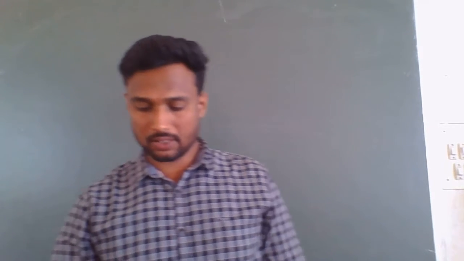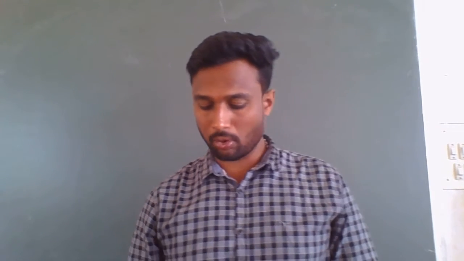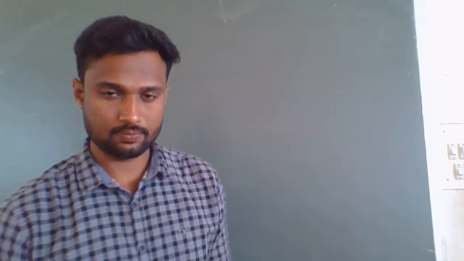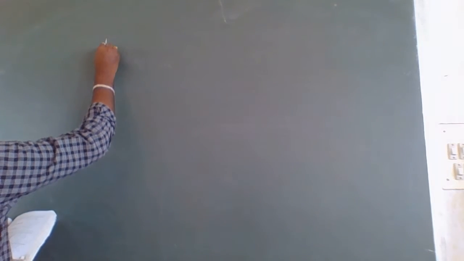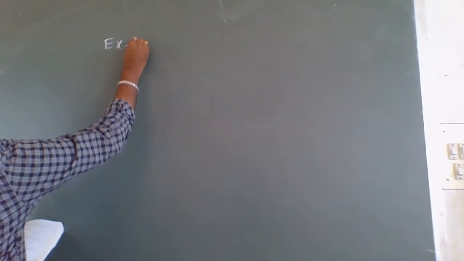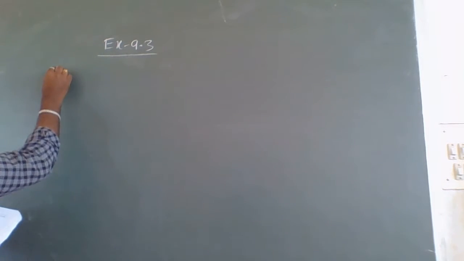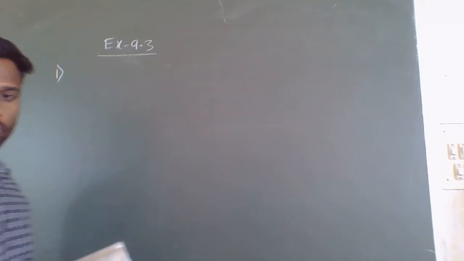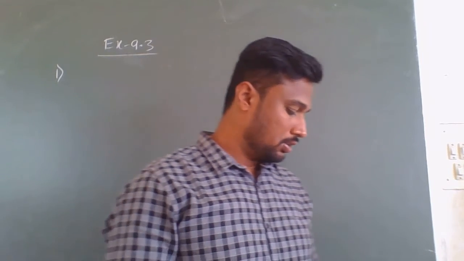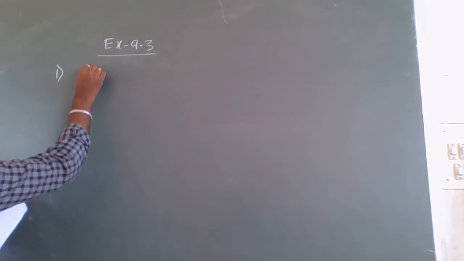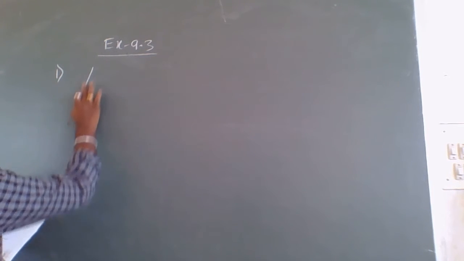In previous class we discussed one theorem and example problem. So today we will continue with exercise 9.3. Here in exercise 9.3 in first problem they have given one figure. This is the triangle they have given.